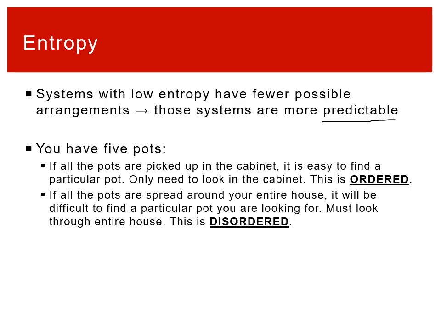So if we think of, say, you have 5 pots. If I put all the pots away in the cabinet, it's relatively easy to find a particular pot because you only need to look in the cabinet. That is an ordered system, right? You put things away. You inherently know that that is how you order, say, your house, but it also makes it more predictable. Think about it, if you didn't have a specified pot cabinet and instead you just had your pots strewn about your entire house.